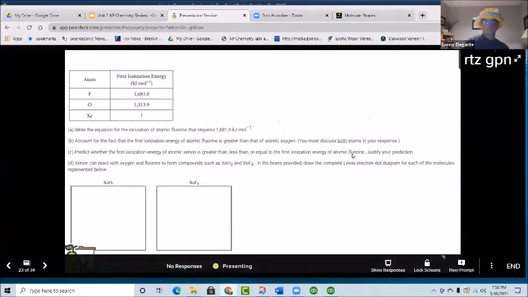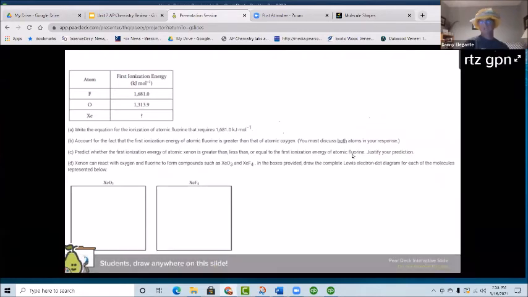All right, so this is not anything you're going to do. I just wanted y'all to see this is a question off the old exam, right? So write an equation for the ionization of atomic fluorine. Well, that ionization energy that we talked about last time, they'd want you to write an equation, and they're giving you the ionization energy. Then they want you to explain why the ionization energy of fluorine is greater than oxygen.